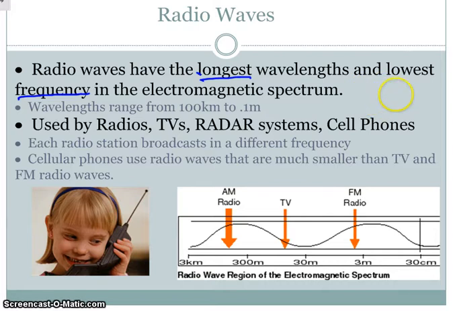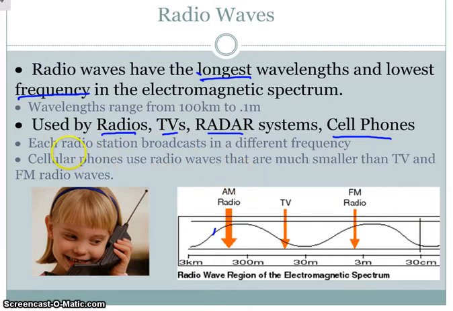Now, just because they have low energy doesn't mean they're not useful to us, because you can see right here we use them in radios, TVs, radars, cell phones. So all of these modern day components are available to us thankfully to radio waves. Radio waves are extremely long, anywhere from about 100 kilometers for one wavelength to about 0.1 meters. So they've got a really big range, but they're very, very long wavelengths with low frequency. This allows them to travel pretty far and pretty well.